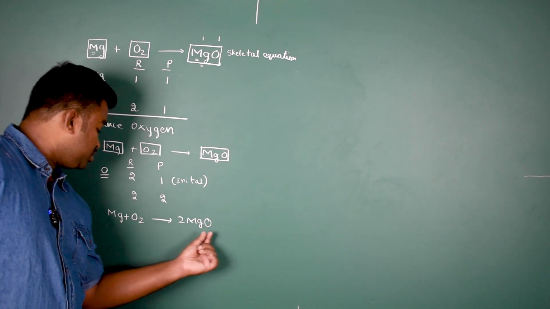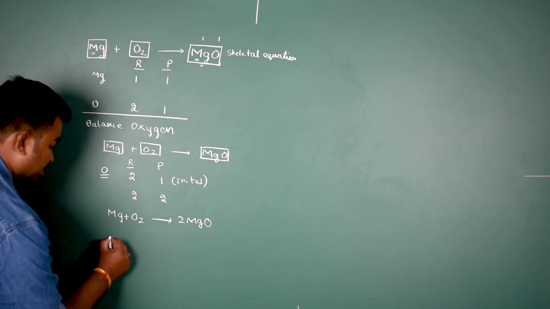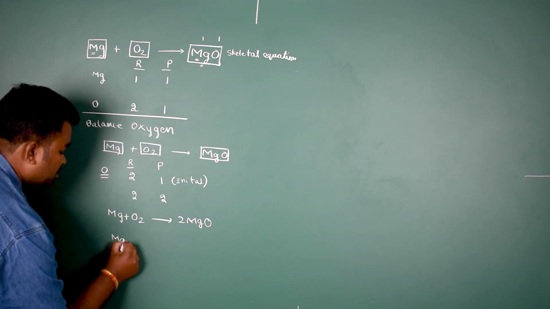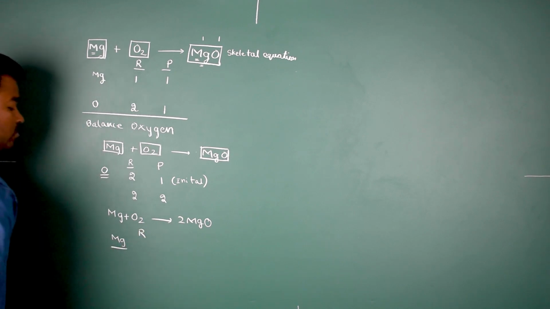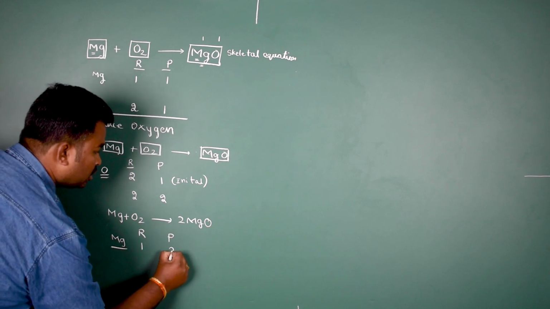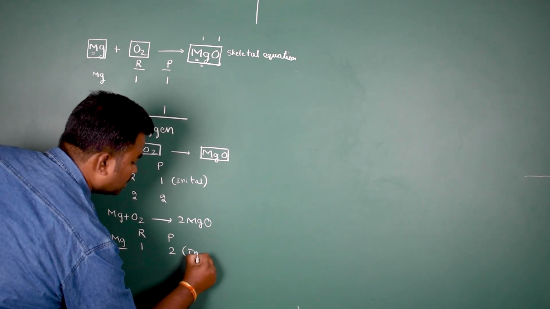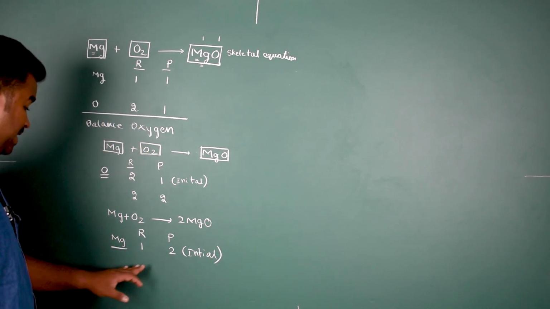Here there are two oxygens balanced. So next I have to balance magnesium. To balance magnesium, I should know how many are there on the reactant side. On the reactant side, there is one magnesium, and on the product side, there are two magnesium. So this is the initial value. Now I have to balance magnesium.